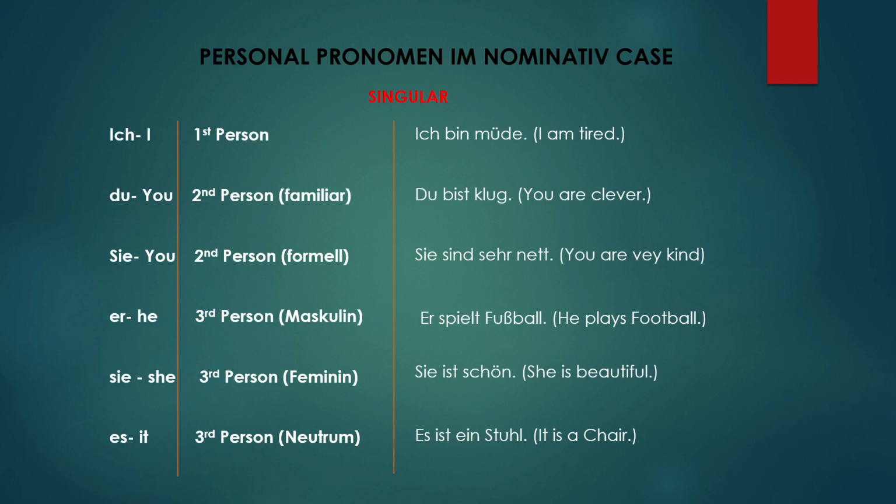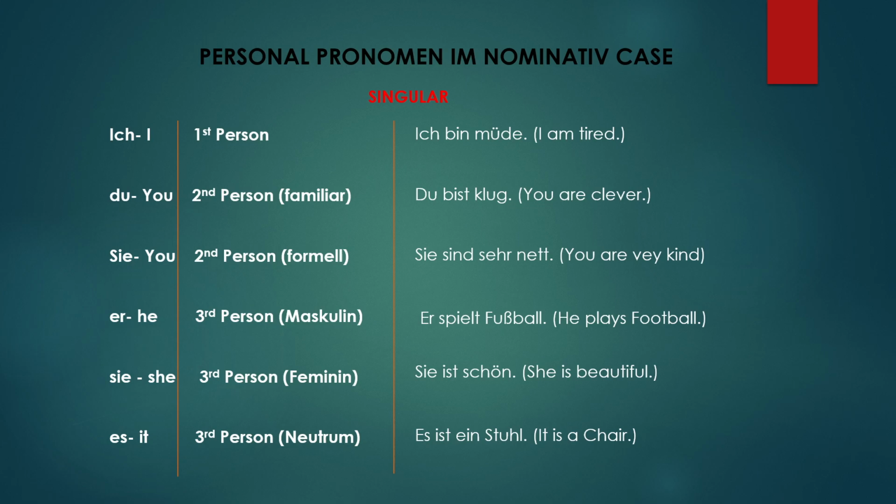Next one is Sie with a capital S. This is a second person singular form which means you. This is used to address a person formally. For example, Sie sind sehr nett. You are very kind.